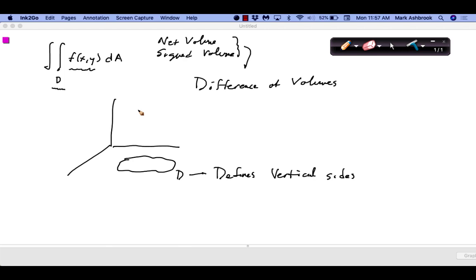The xy plane is also important, right? That's part of it. So if f is always positive, then the xy plane becomes the bottom, and the surface becomes the top. If f is always negative, then the xy plane is always the top, and the surface is the bottom. And then if it switches, then it switches, right? So f(x,y) defines the top and/or bottom. But then the xy plane is important too. The xy plane defines the top and/or bottom.